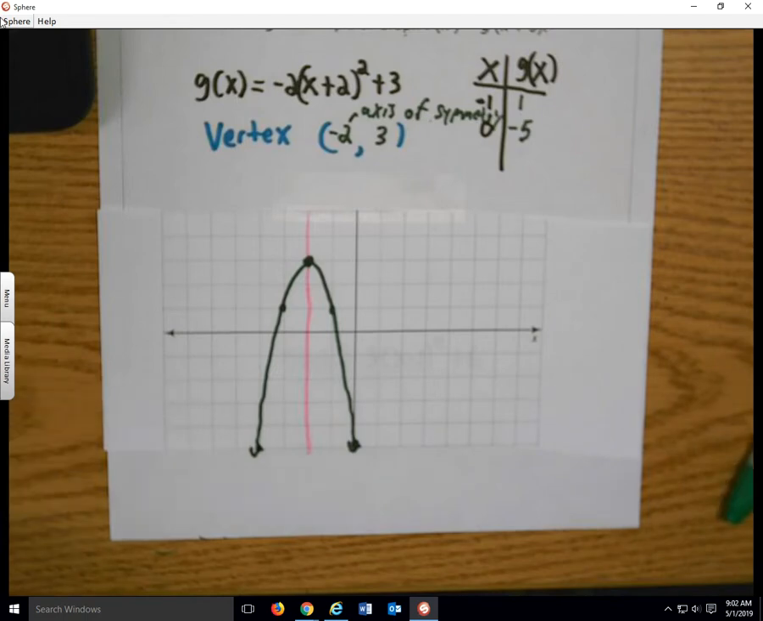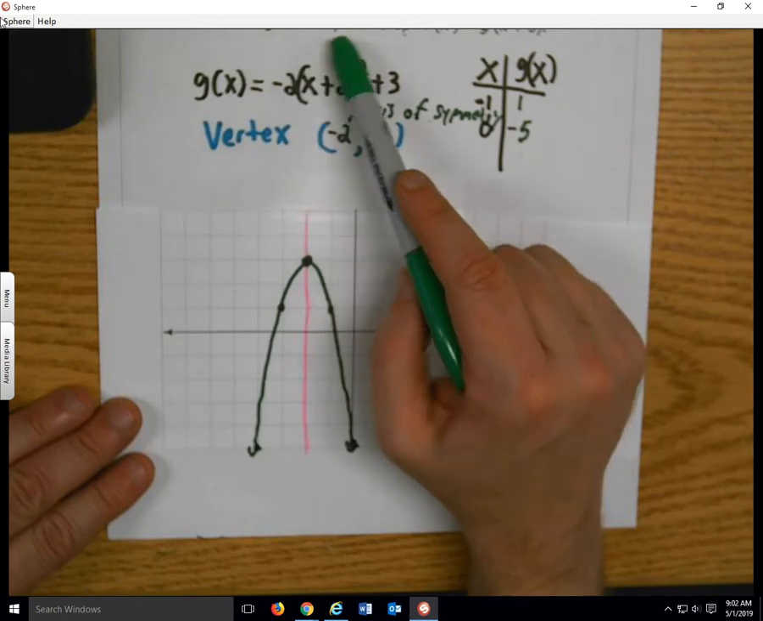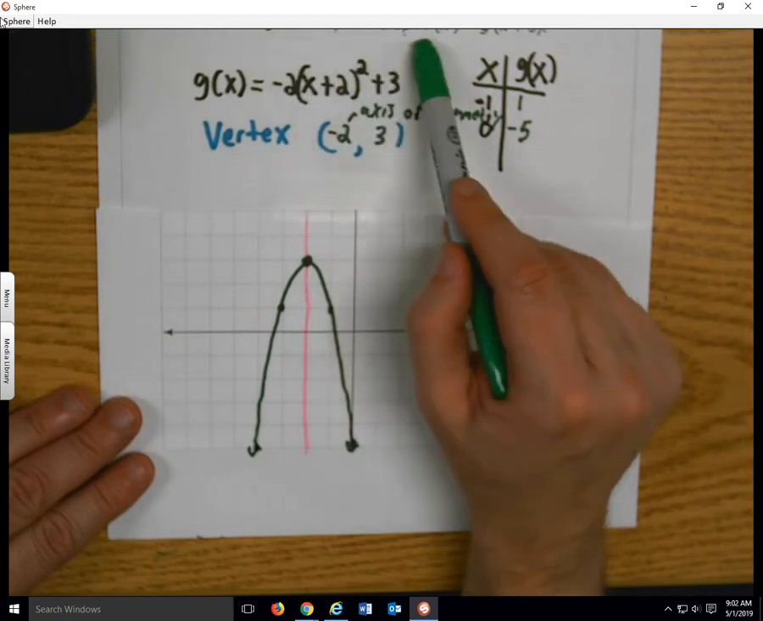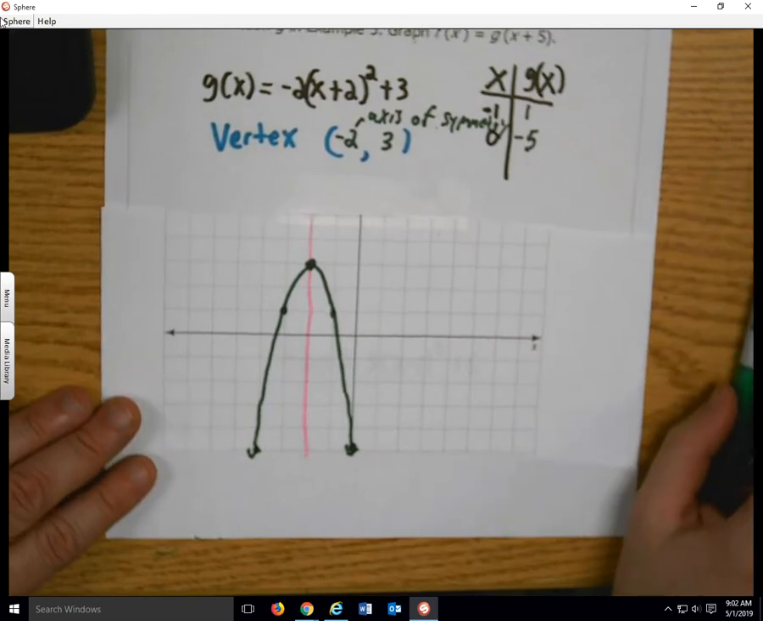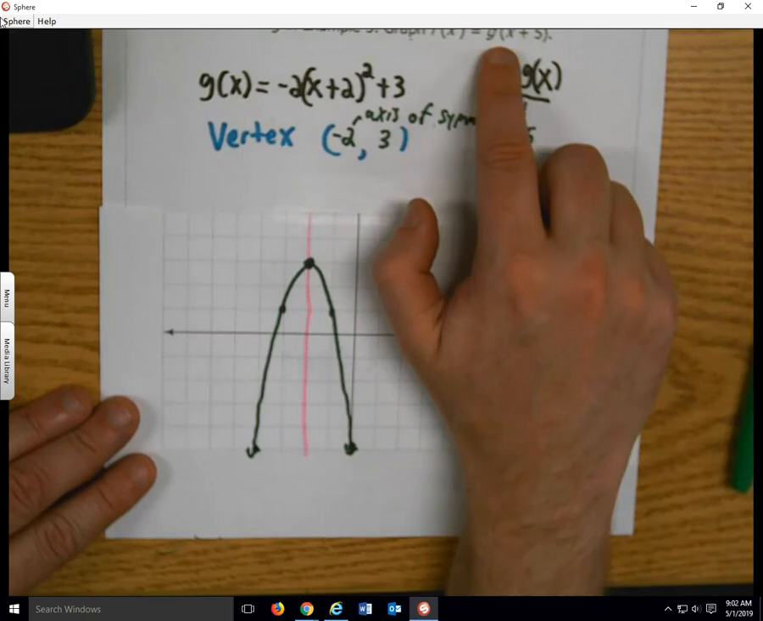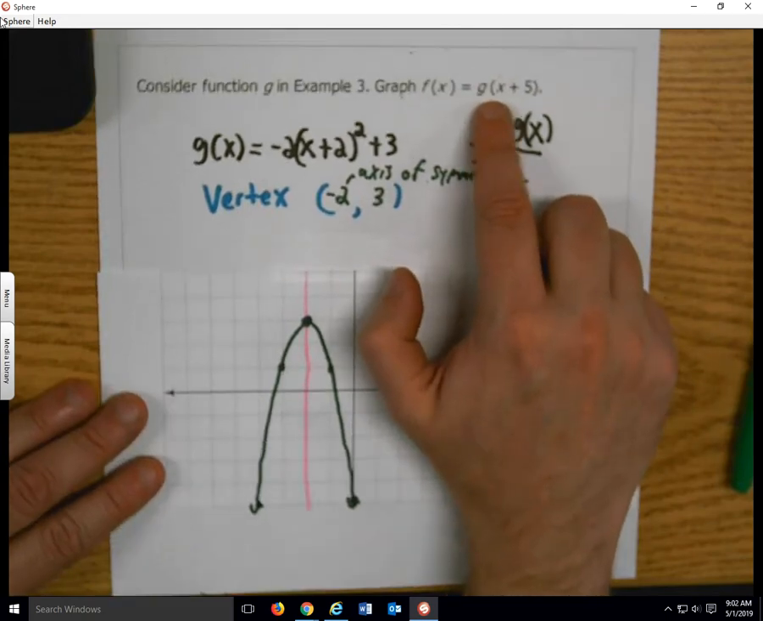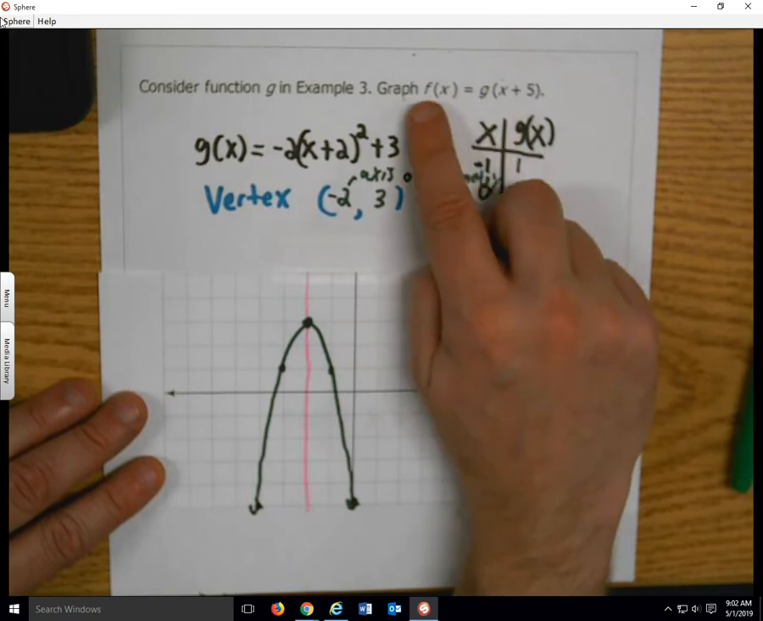Okay, that's what we've learned up to this point. But now there's this new instruction. It says consider the function g in example 3, graph f of x equals g of x plus 5. Now, let's talk about this. We've already graphed this g of x. It's already been plotted and done. But now it's saying, let's try something new.